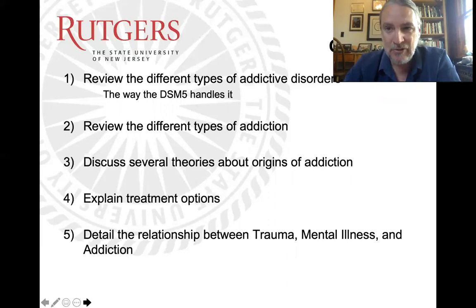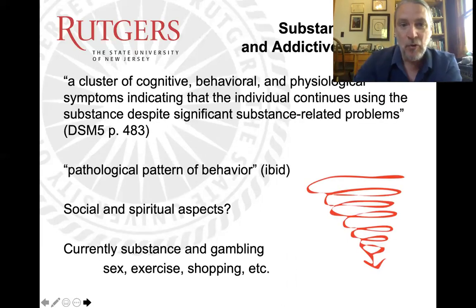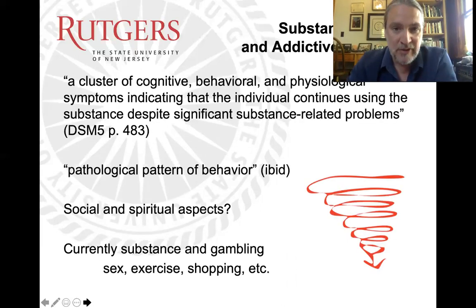There may be other videos coming in the series about things like 12-step programs and other specifics about treatment, but this is just meant to be a basic overview. So here's your definition right out of the DSM. Cognitive, behavioral, and physiological symptoms indicating that a person is still using despite the consequences to them. This is a good definition. It does not cover the social and spiritual aspects of addiction and the damage specifically that addiction does to those relationships. So that's a problem.